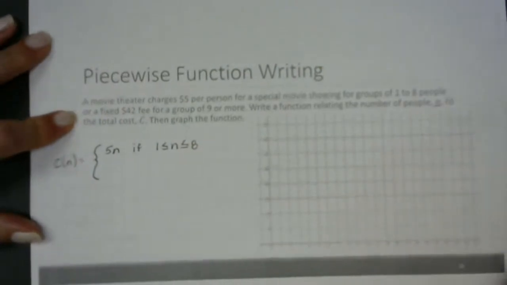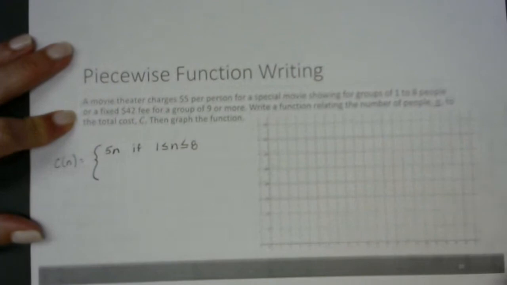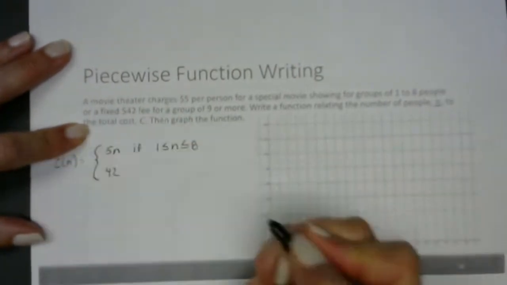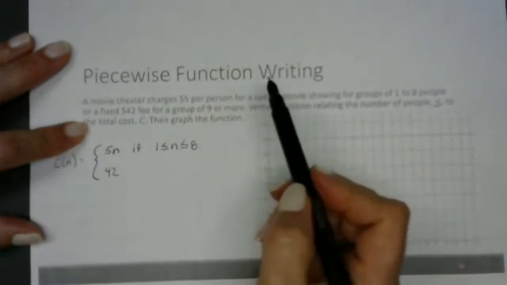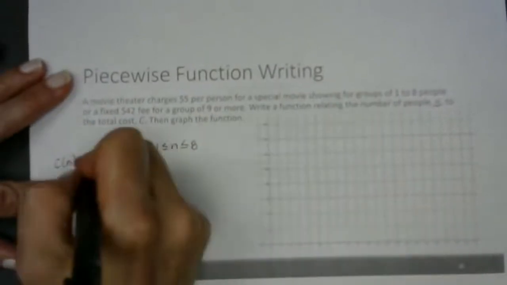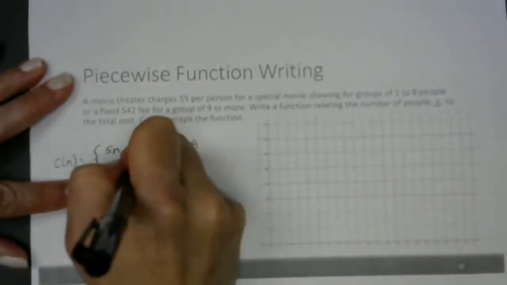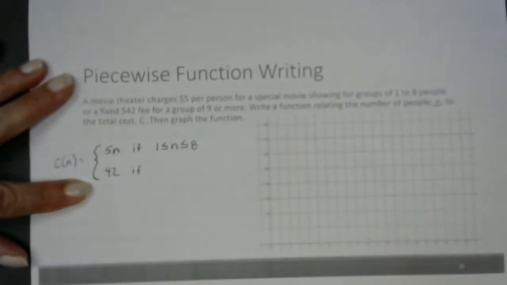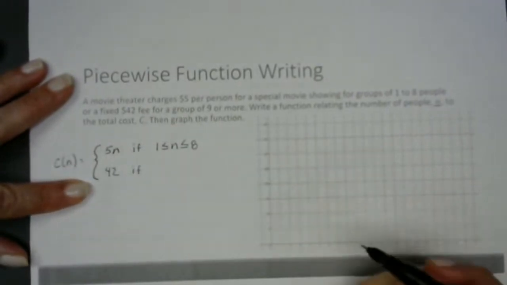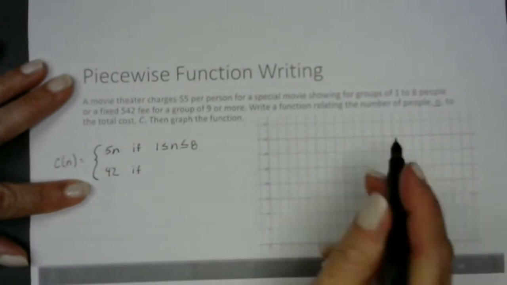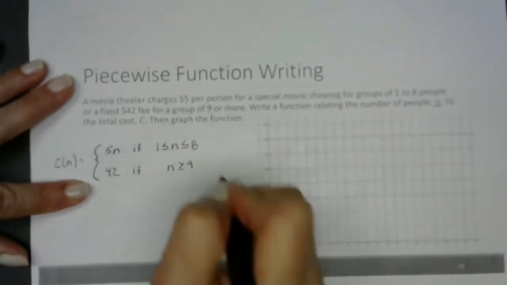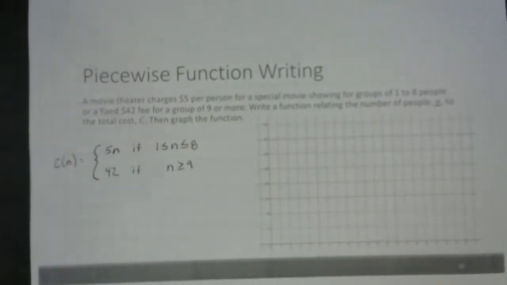Now the second part says that it's just going to be a fixed fee of $42, just plain old 42, if there's 9 or more people. So C of N is going to be 42 if N is greater than or equal to 9. So there's my two values there.